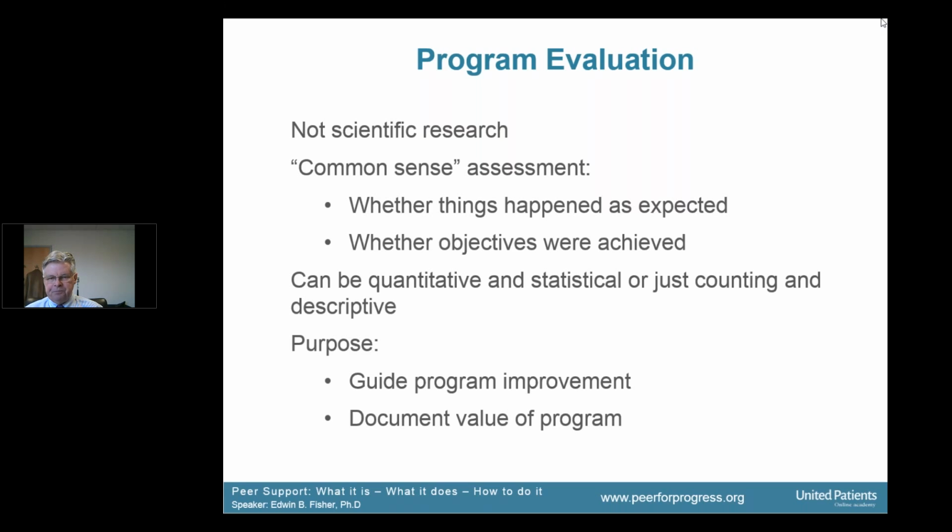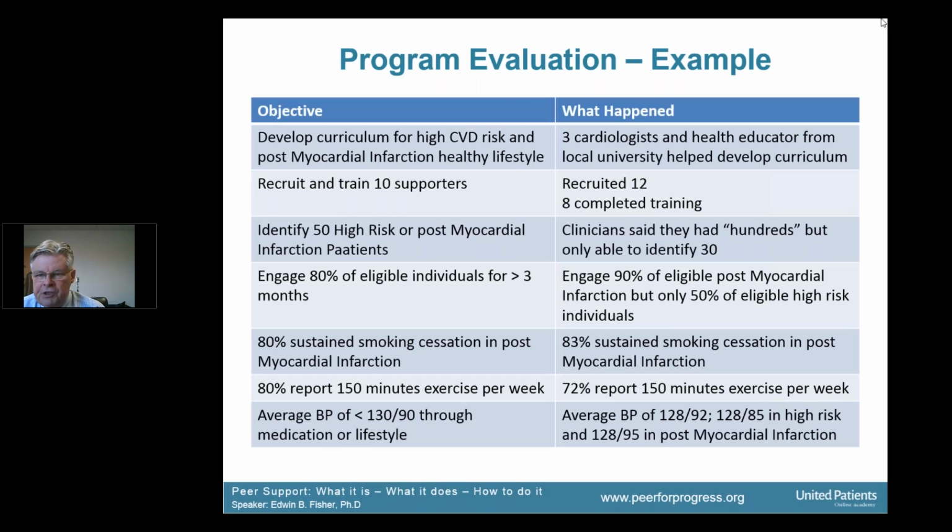I've sketched out here just an example of a very simple program evaluation in terms of each objective and then just assessing what happened. So our first objective was to develop a curriculum for high cardiovascular risk patients and post-myocardial infarction patients, emphasizing healthy lifestyle. And we were going to ask 3 cardiologists and a health educator from a local university to help develop the curriculum. And they did that. So the curriculum was developed the way we intended.